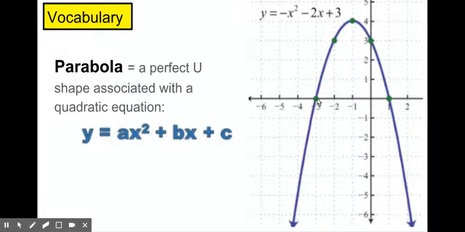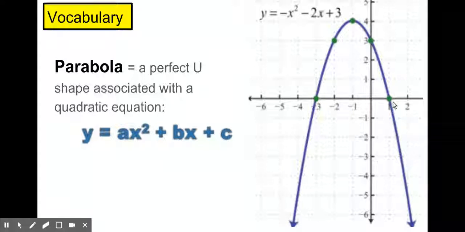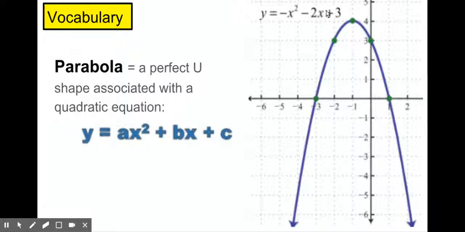Now the x-intercepts, we don't know quite how to find those yet. I haven't talked to you about how to find that because this is in standard form. It's not in factored form. Otherwise, if it was in factored form with the parentheses, you'd be able to tell me the x-intercepts right away. But that's a different lesson.